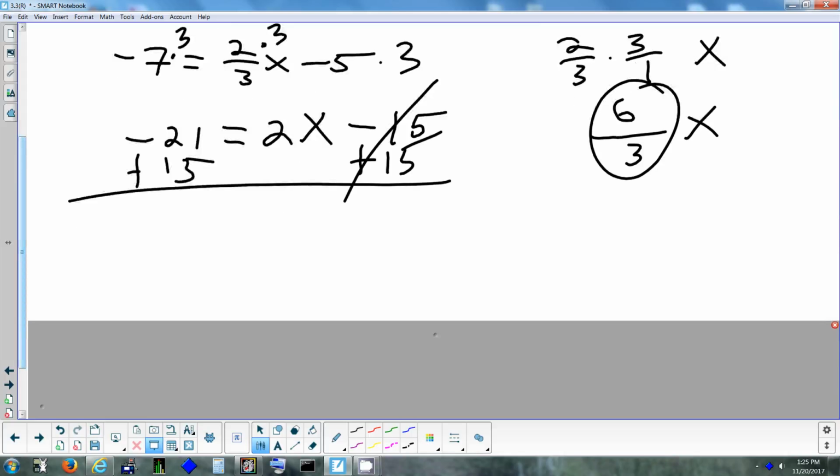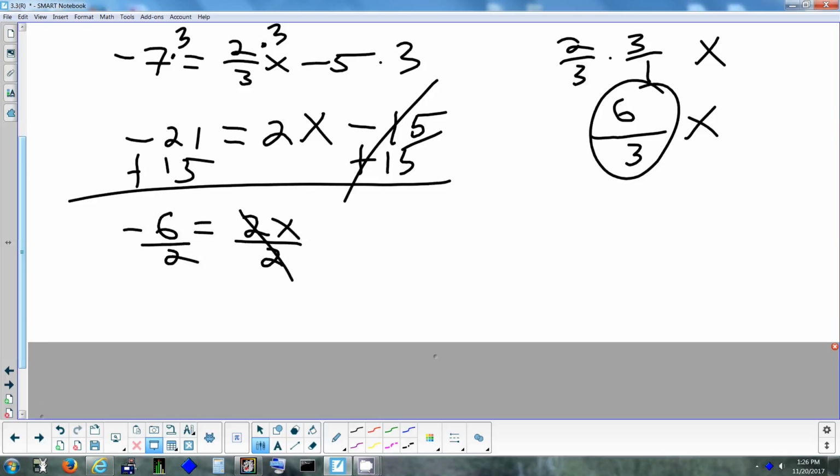All right, what's negative 21 plus 15? You subtract 6, and the negative is higher, so we're going to get negative 6. And then you subtract 6. Now, what's my last step? You would divide both sides by 2. And then we get x equals negative 3.